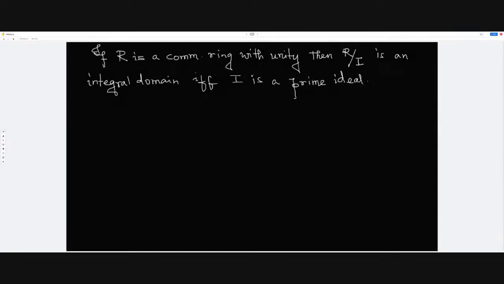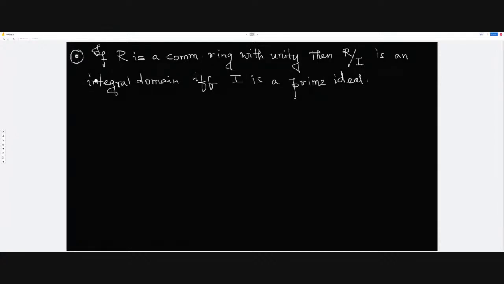By prime ideal, what do we mean? We mean that if A times B is in the ideal I, then either A or B has to be in I. So this is the first thing that is needed.